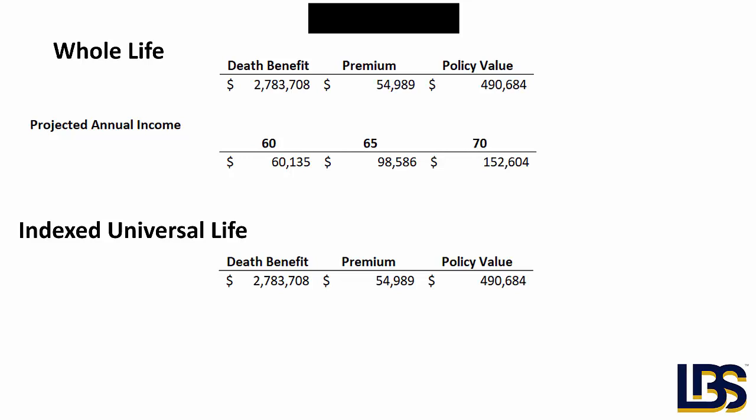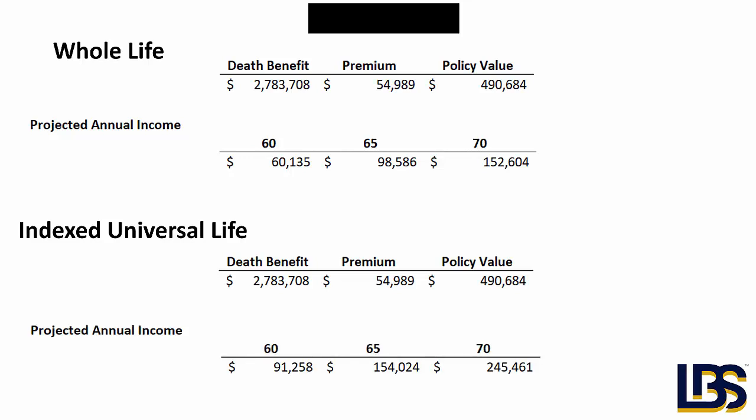And a transfer in IRS terms is a 1035 exchange. And ultimately what that means is that you are transferring from one life insurance policy to another life insurance policy and not incurring any tax liability. It's called a 1035 exchange. So then on the Index Universal Life, I said, okay, well, what are some income projections on the Index Universal Life? So you can see at 60, we went from 60,000 to over 90,000. At 65, we went from 98,000 to over 154,000. And at age 70, went from 152,000 to 245,000. So you can see those increases are over 50% increases.